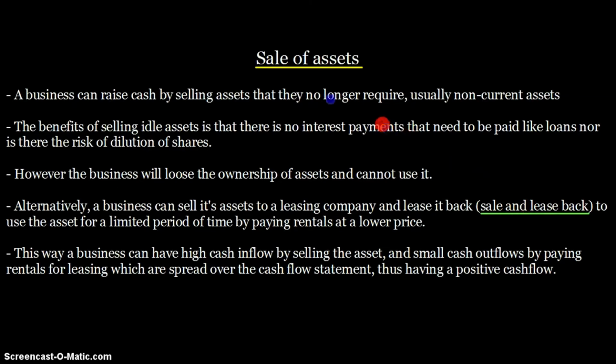So let's read this. A business can raise cash by selling assets that they no longer require, usually non-current assets. So your idle asset that you don't require or that is not coming into use, you can just sell it. The benefit of selling assets is that there's no interest payment that needs to be paid like loans, nor is there the risk of dilution of shares. So similar to retained profits, you don't have to make repayments on loans, and there's no risk of dilution of shares. Another point it has over retained profits is that even if your business is not making profits, you can still sell your assets to get your cash.